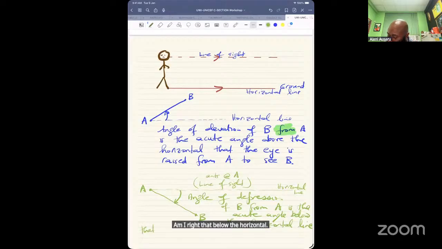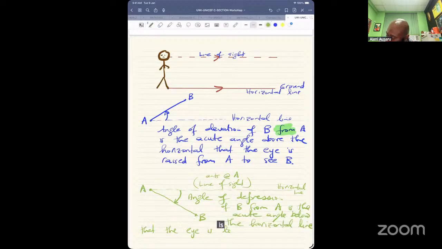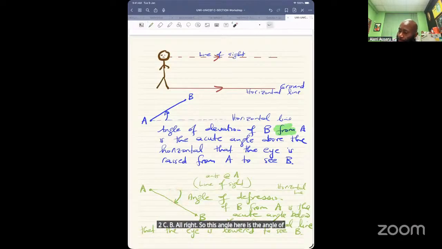That the eye is lowered this time. So elevation, you raise. Depression, you lower. One of them is looking down, one of them is looking up. The eye is lowered to B. All right. So this angle here is the angle of depression. This angle here is the angle of elevation.